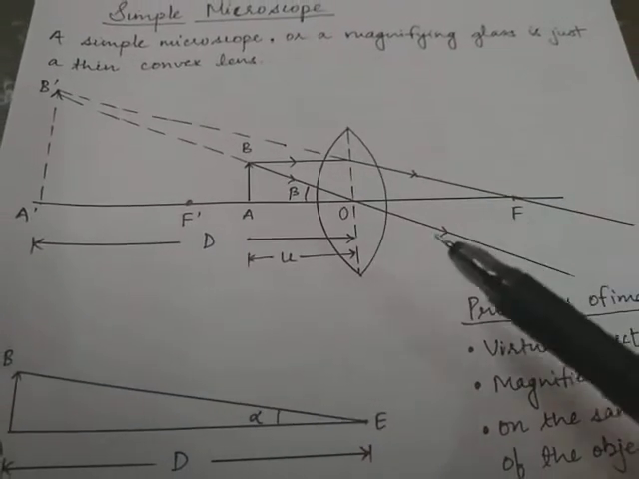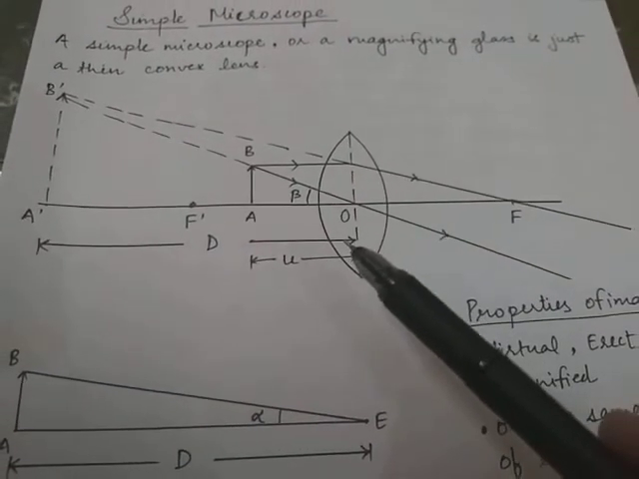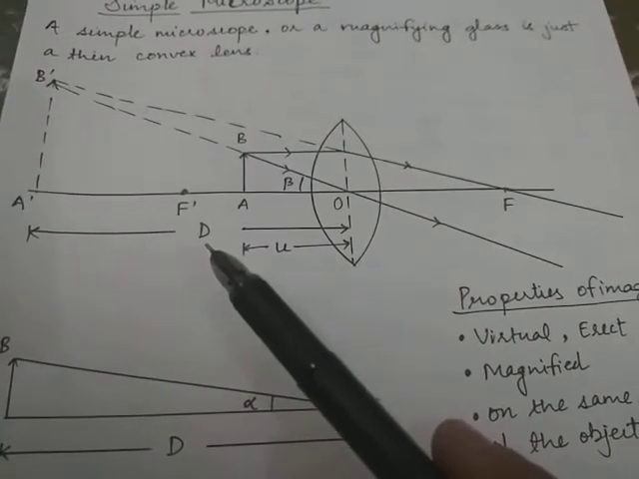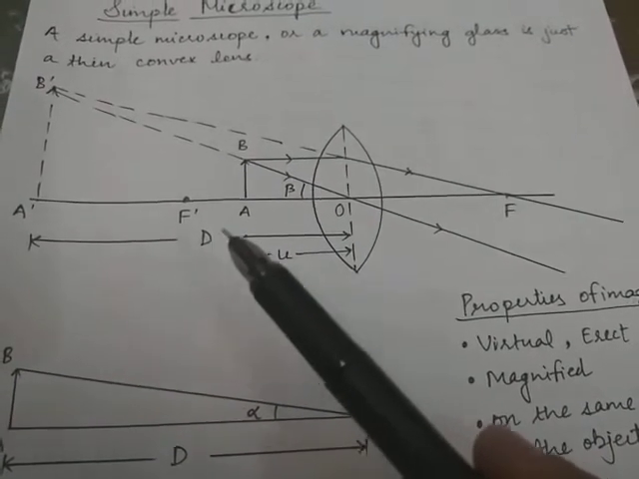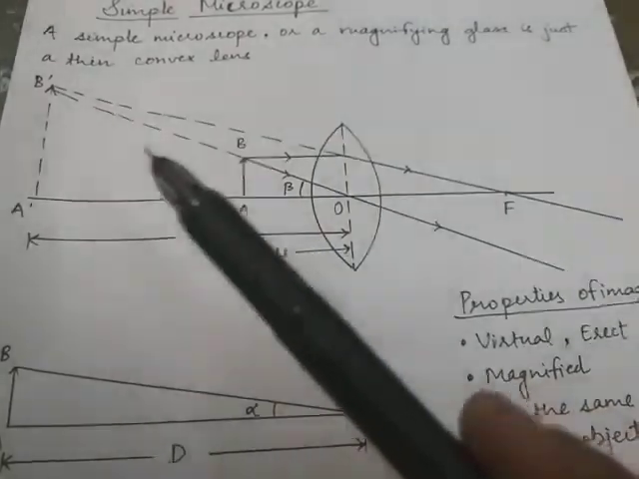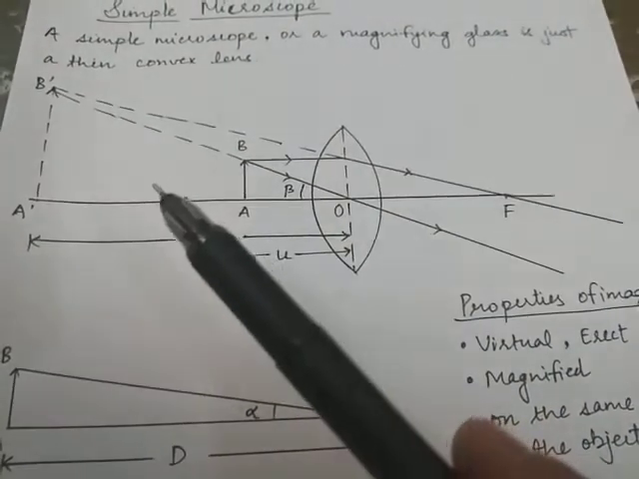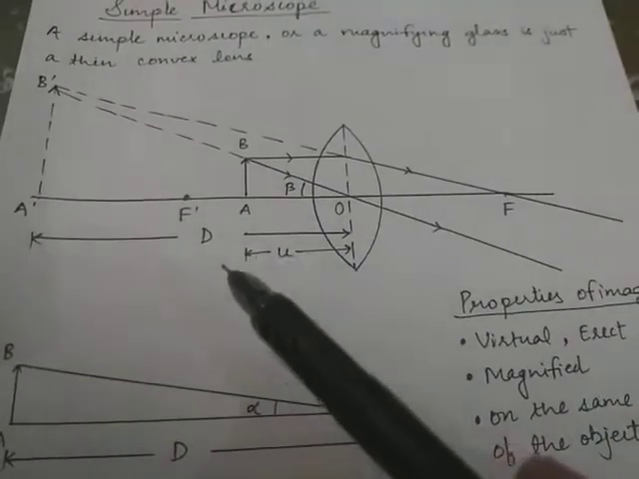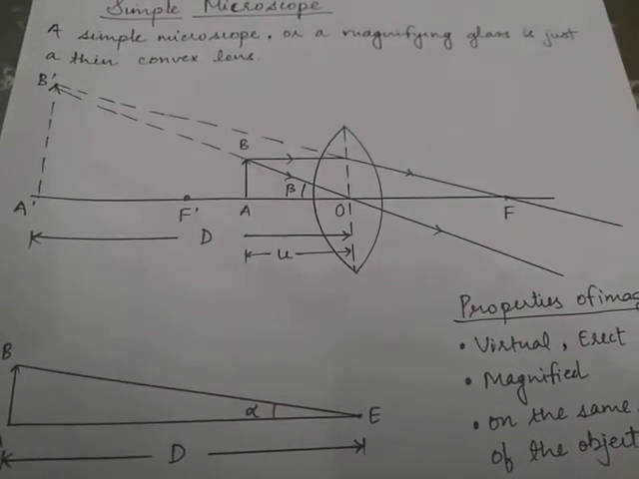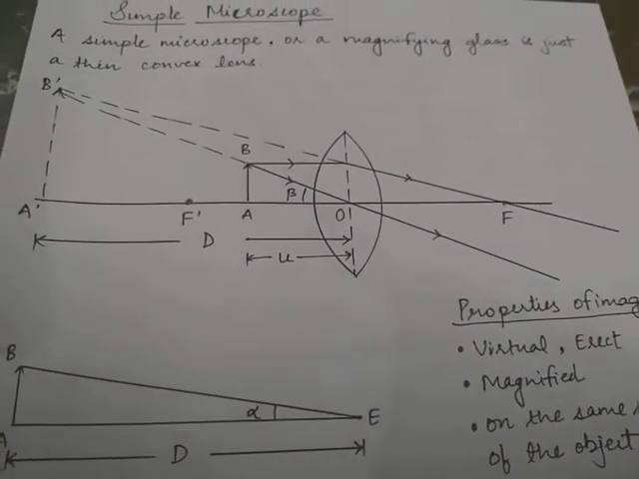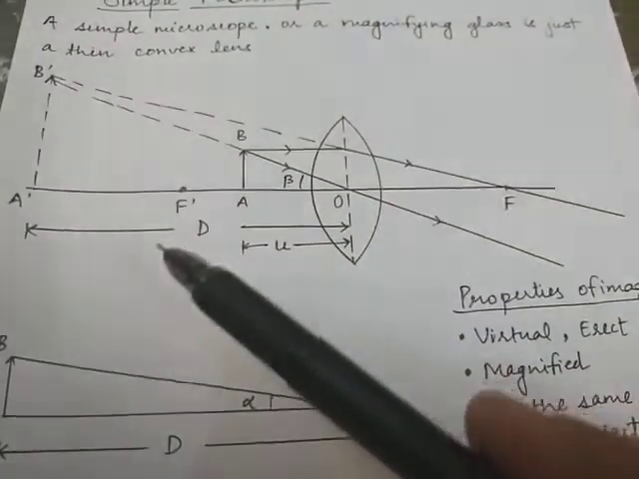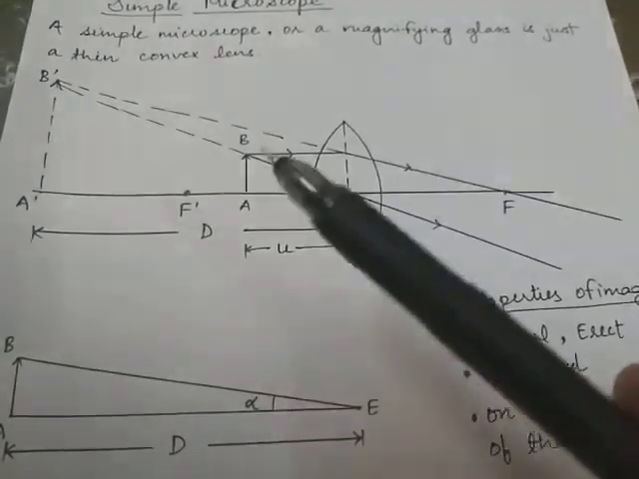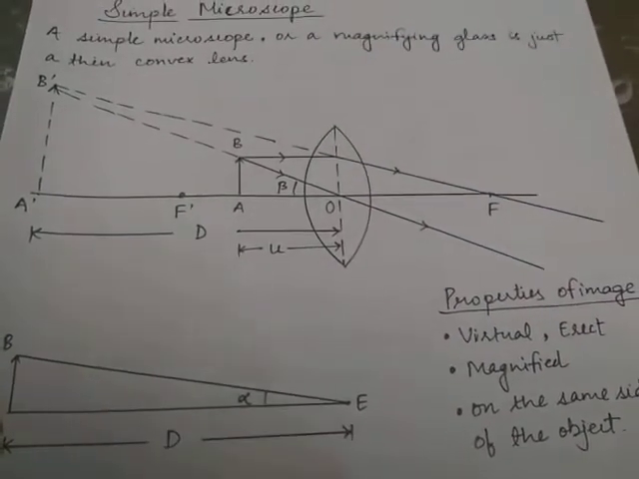Generally in optical instruments we want the final image to be formed at D. So that is the adjustment we have to do while forming the image through a simple microscope. That image should be formed at capital D. Then what is that capital D? Capital D is called the least distance of distinct vision. In general cases its value is 25 centimeters, but in special cases it depends upon the particular question.